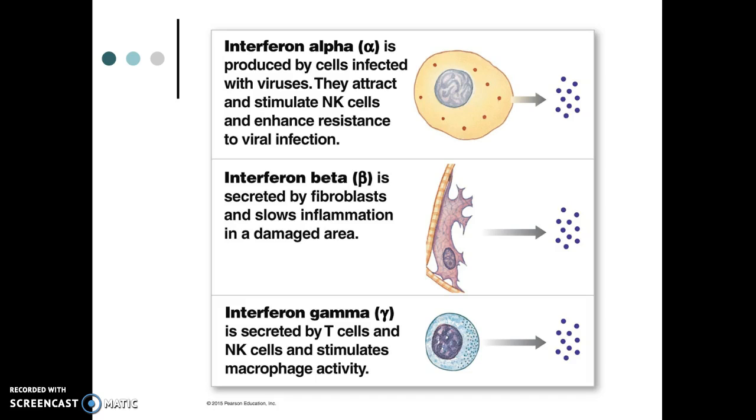We're not going to spend any time on interferon beta or gamma. You can look at these illustrations and see kind of what they do, but I'm not going to test you on it. I just wanted to put it out there that, hey, we have one type of interferon that protects us against viruses, and the other ones deal with inflammation and natural killer cells and macrophage activity.